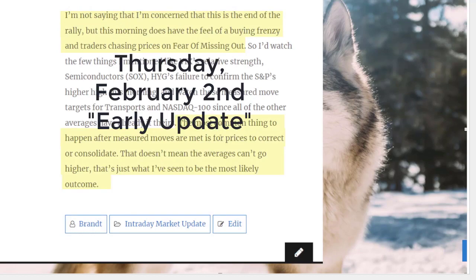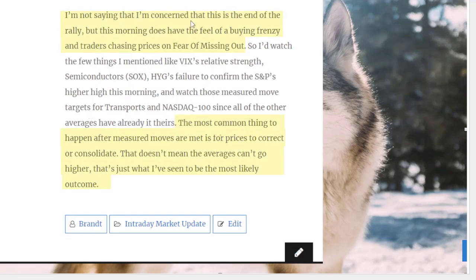Okay, so here's the next one, also from that early update. I'm not saying that I'm concerned when I'm talking about that frothy tone. I'm not saying I'm concerned that this is the end of the rally, but this morning does have the feel of a buying frenzy and traders chasing prices on fear of missing out. The most common thing to happen after a measured move is met is for prices to correct or consolidate.